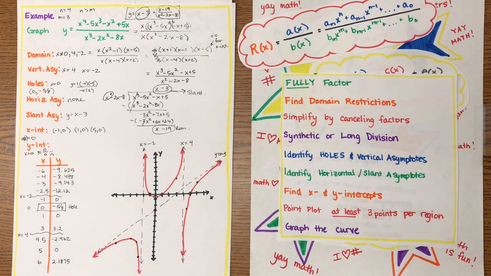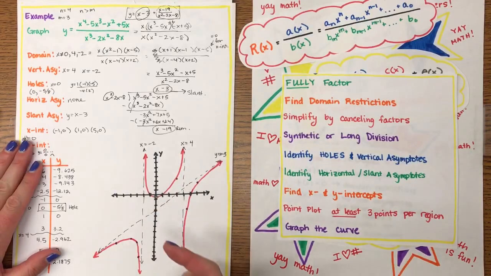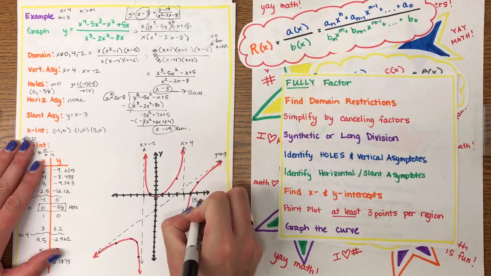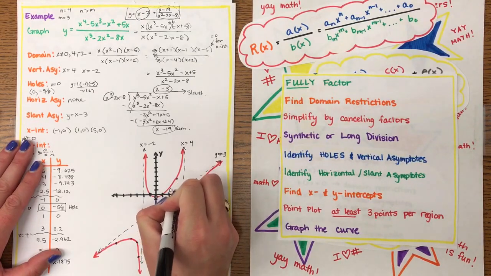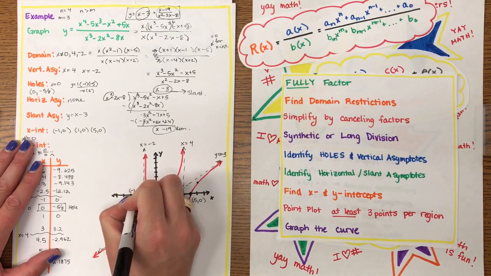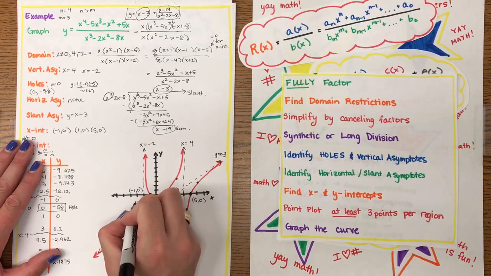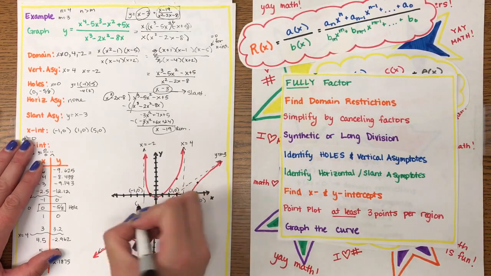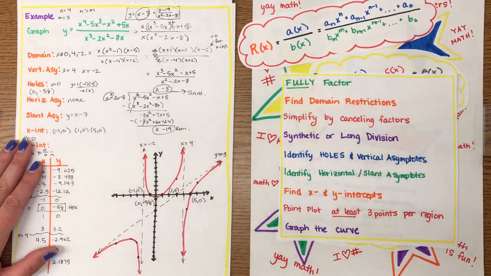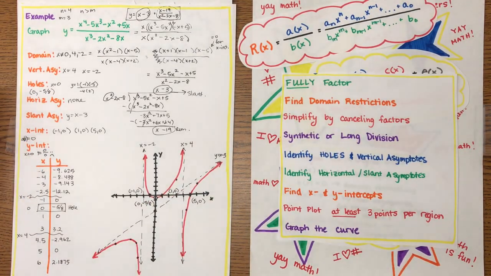What I didn't do is label all of my x and y intercepts on here. I did label my asymptotes, but I need to label these intercepts. So I have intercepts at (5, 0), (1, 0), and (-1, 0). And I also have a hole at (0, -5/8). So you want to make sure that all of those key points are labeled on your graph.